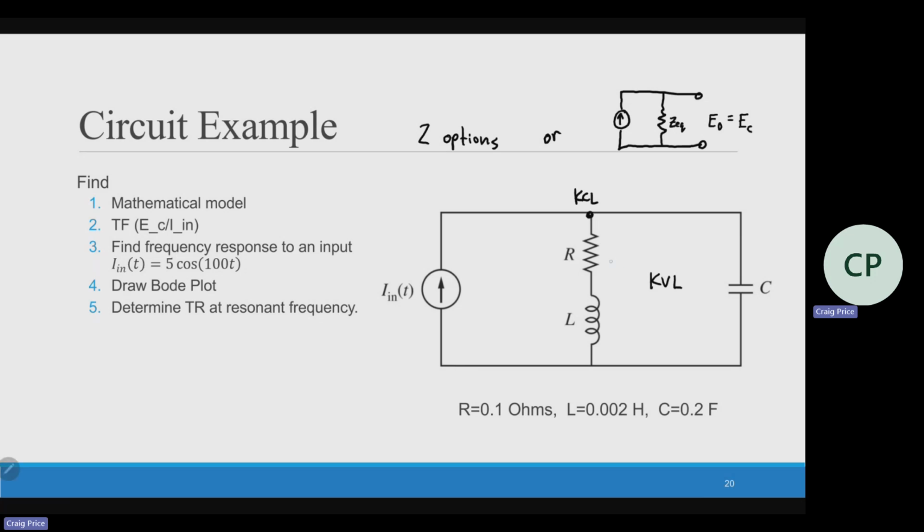We can look at different currents, and try to come up with the transfer function of capacitor voltage with respect to input current. Creating a transfer function and then doing some frequency analysis on the RLC circuit.